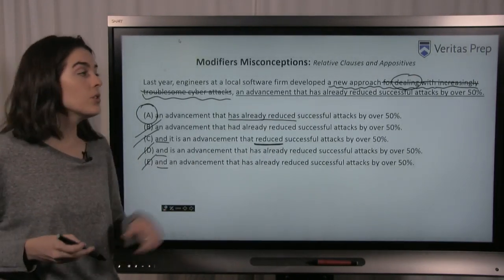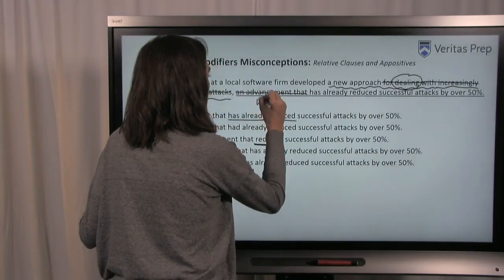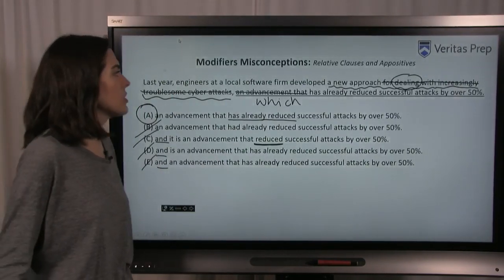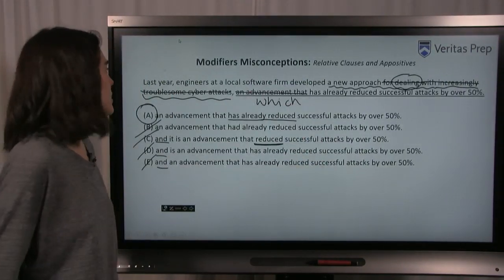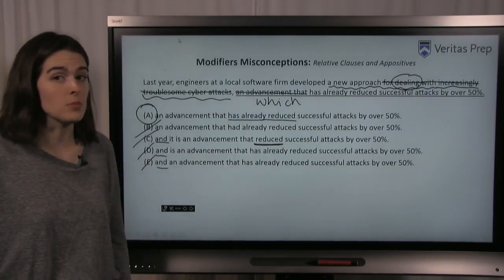This would also be true if this were a which clause. So if this said, "Last year, engineers at a local software firm developed a new approach for dealing with increasingly troublesome cyber attacks, which has already reduced successful attacks by over 50%."